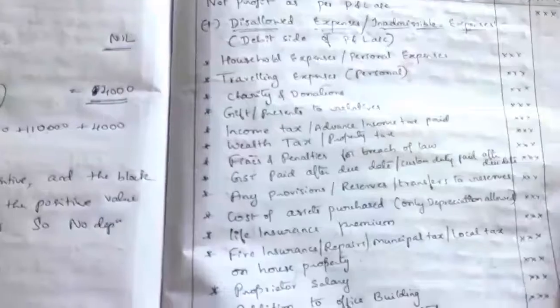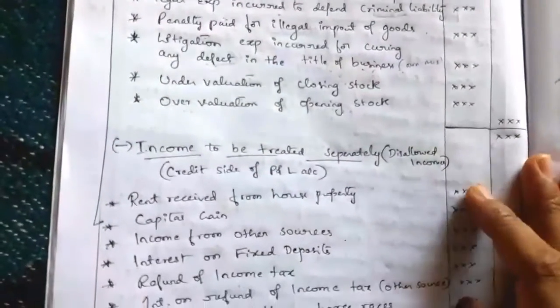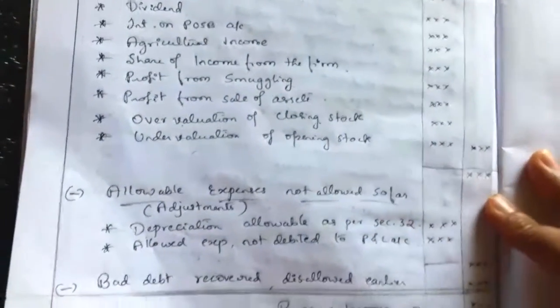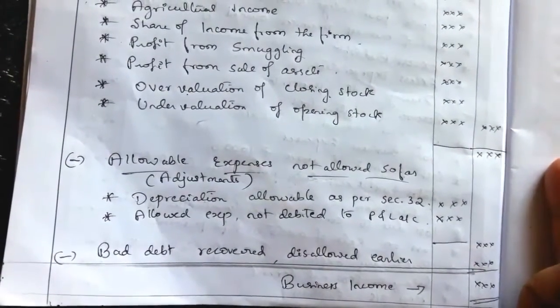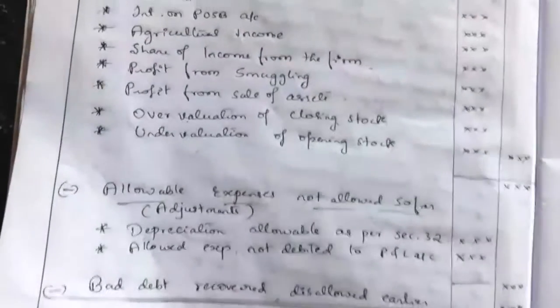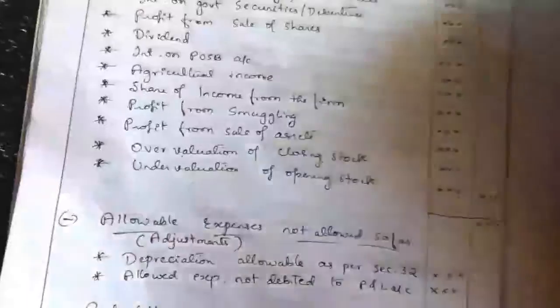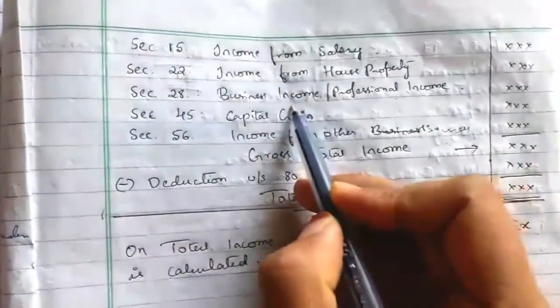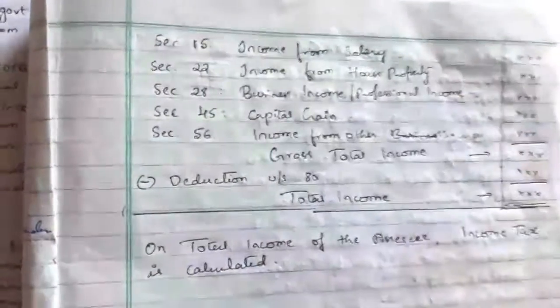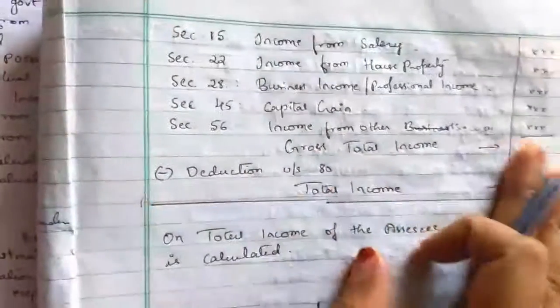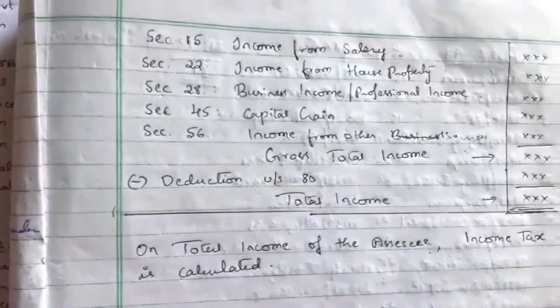So for the net profit, we have to add disallowed expenses, deduct the disallowed incomes, that is, income to be treated separately, and deduct the allowable expenses not allowed so far and bad debt recovered disallowed earlier. Then we will arrive at business income, which should be written under section 28, the head business income. Professional income is different, so that calculation will come in the next concept. So this is about the calculation of business income.